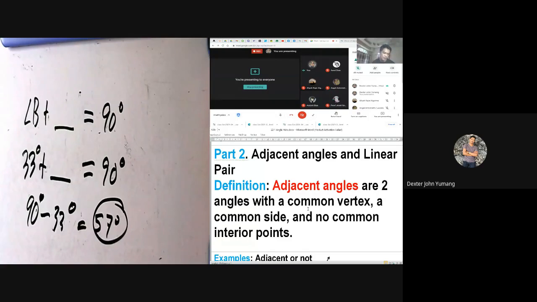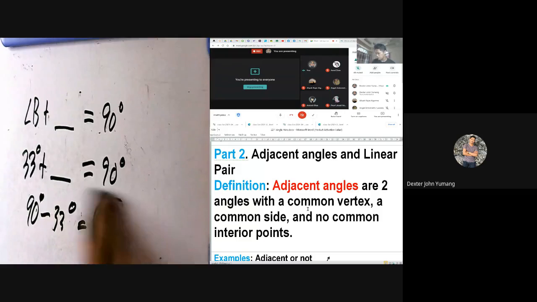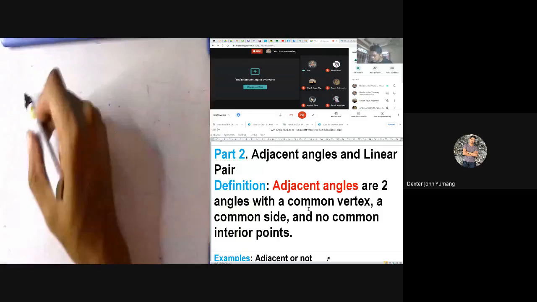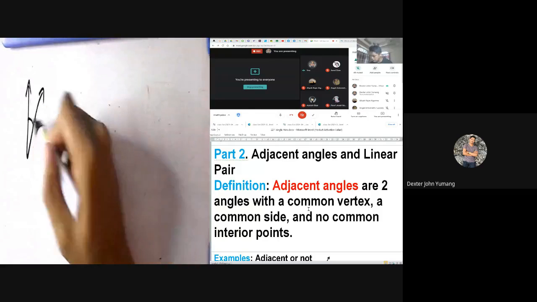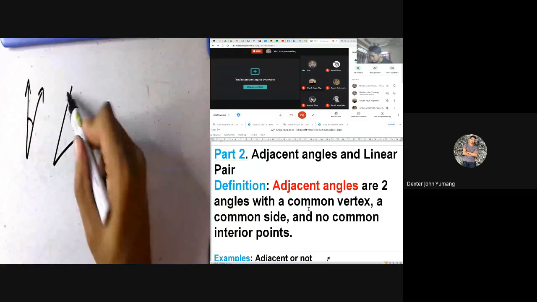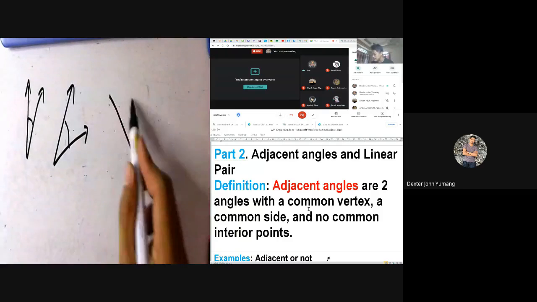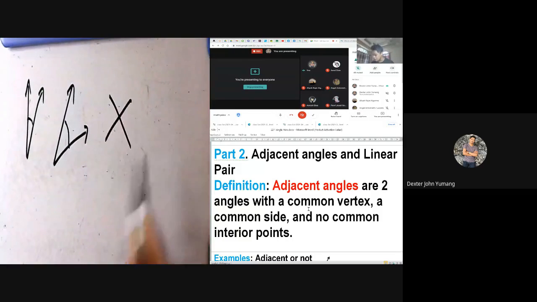So next, when you say adjacent angles, these are two angles with common vertex, a common side, and no common interior points. So adjacent, ibig sabihin magkatabi. So allow me to erase this one in 5, 4, 3, 2, and 1. So kung merong angles kanina sa given natin, ganyan po, angle po ito. Tapos yung isang given naman, yan po, angle. Hindi po ito matatawag na adjacent angles. This is not an adjacent angle. Masasabi mong adjacent angle siya kung magkatabi.